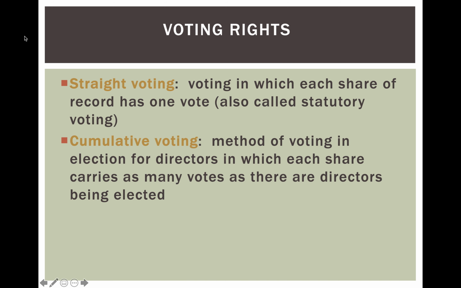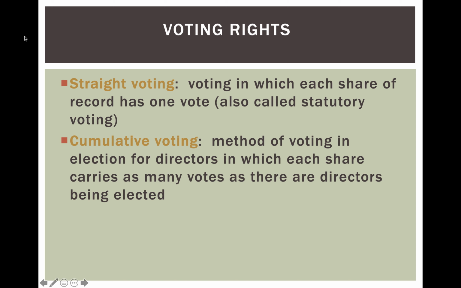Shareholders generally have voting rights that are categorized as straight voting or cumulative voting. Straight voting is just you have one vote for each share. That's the default. It's called statutory voting as well. Cumulative voting is a method of voting when electing directors in which, if you have a share, you can vote for as many directors as are being elected. So if you have one share, you might get 3 votes because you get to vote for each of the 3 spots that have to be filled. That would be cumulative voting.